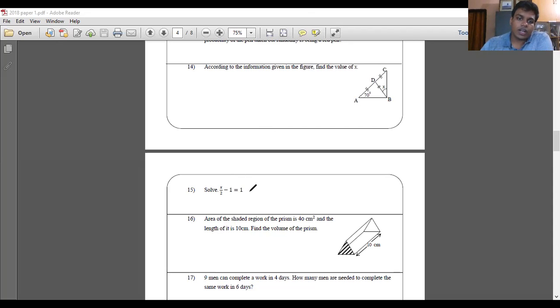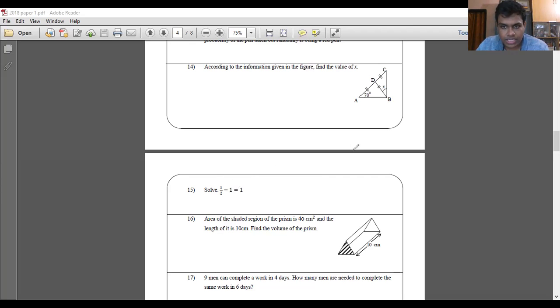X over 2 minus 1 over 1. So the denominator should be the same. The denominator of both should be the same. When it comes to a fraction, the denominator should be the same.